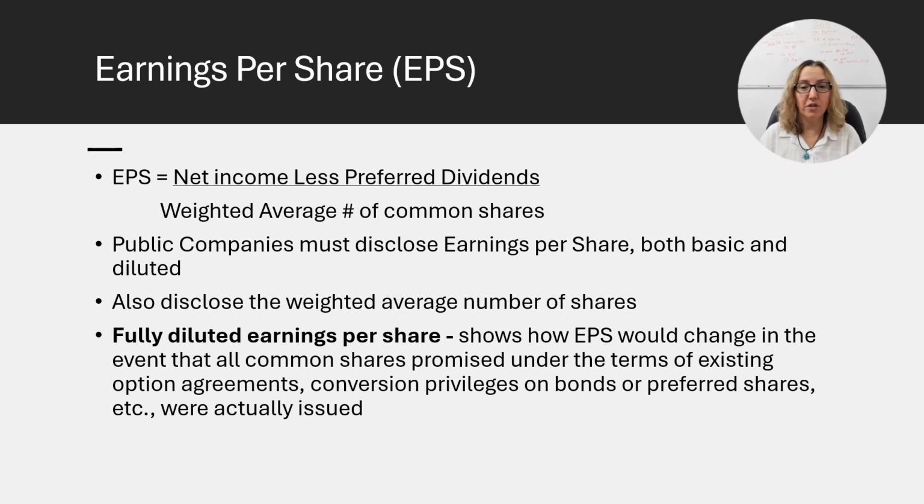If a bond was converted, not only would it change the number of common shares because more are issued, but you would also save interest expense on the bond. So you'd have to change your net income, and if it was a preferred share that was exercised, you would have to get rid of some preferred dividends potentially, along with changing your weighted average. So these diluted earnings per share calculations are a little bit more complex.